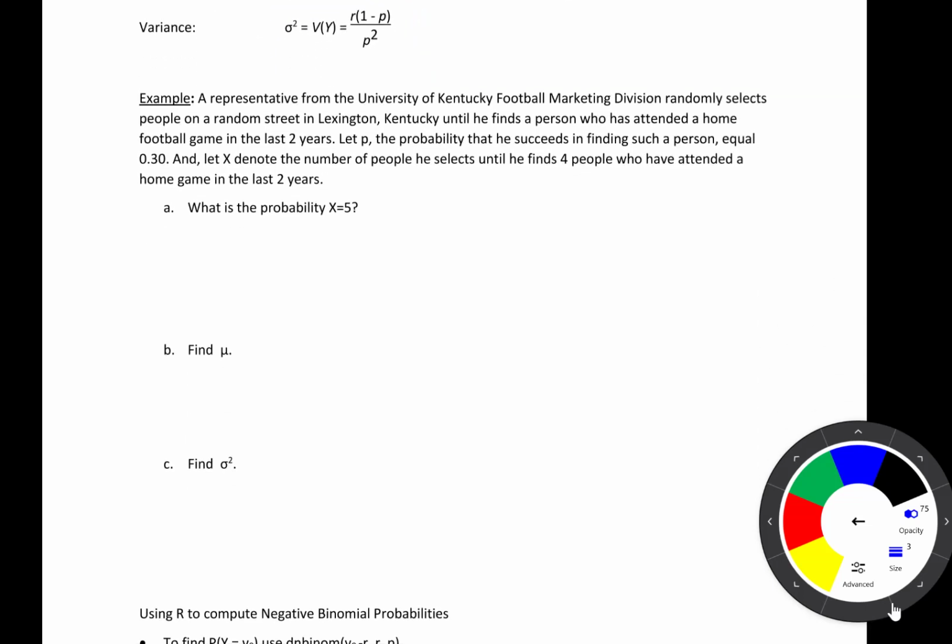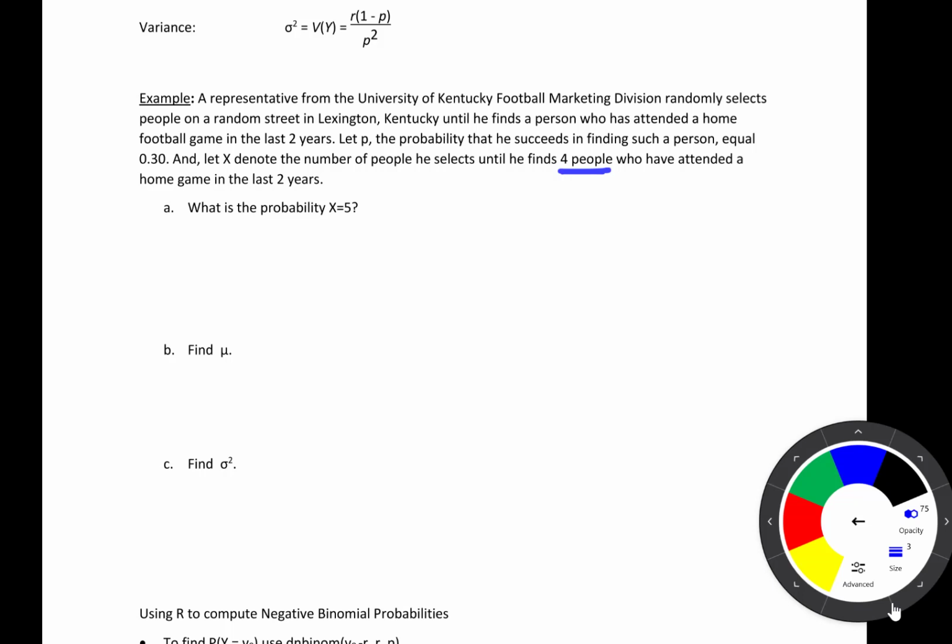For this example, a representative from the University of Kentucky Football Marketing Division randomly selects people on a random street in Lexington, Kentucky until he finds a person who has attended a home football game in the last 2 years. Let p, the probability that he succeeds in finding such a person, be equal to 0.3, and let x denote the number of people he selects until he finds 4 people who have attended the home game in the last 2 years. So notice this is very similar to the geometric distribution that we saw earlier, except in the geometric distribution we keep on going until we find the first person. Here we're going to keep going until we find the 4th.